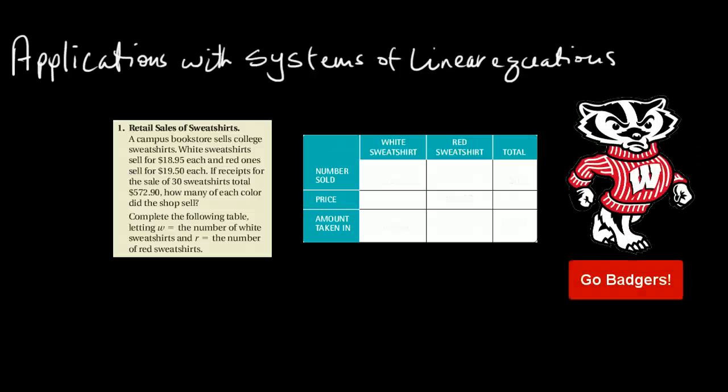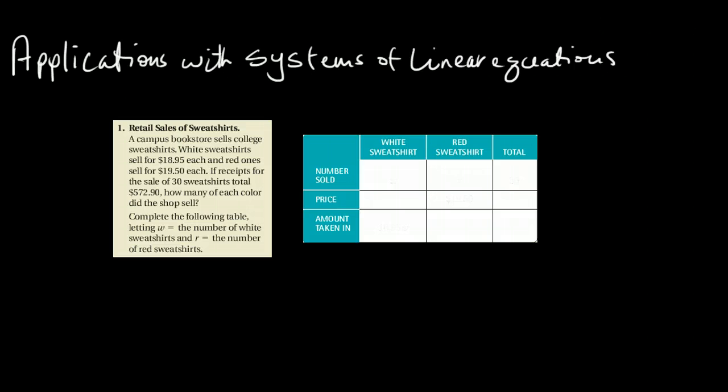A campus bookstore sells college sweatshirts. White sweatshirts sell for $18.95 each, and red ones sell for $19.50 each. If receipts for the sale of 30 sweatshirts total $572.90, how many of each color did the campus sell?